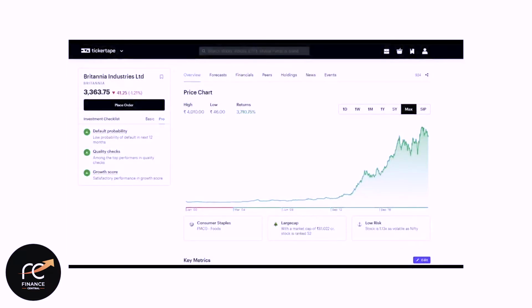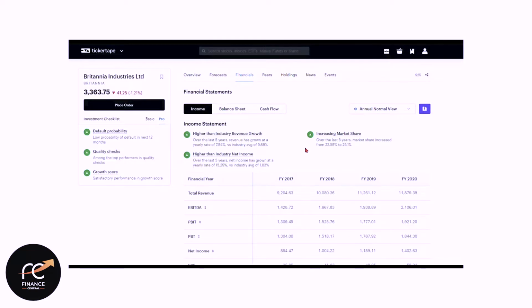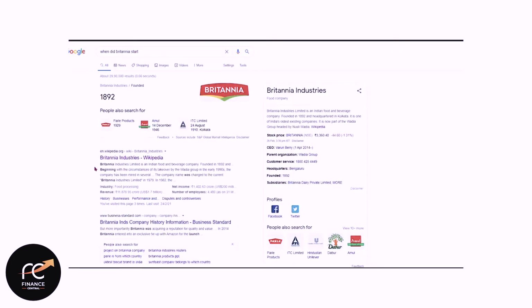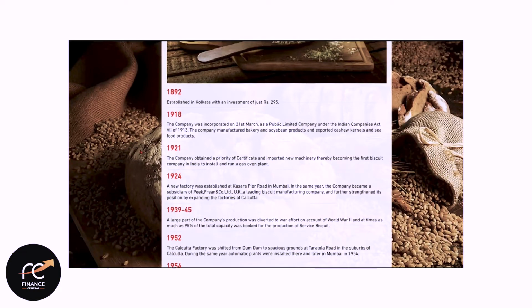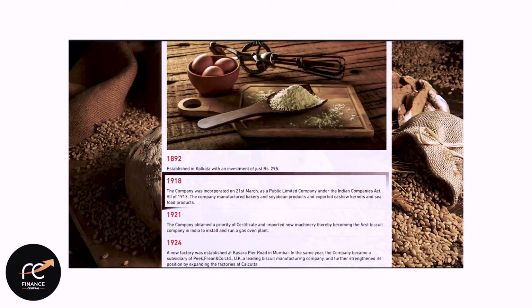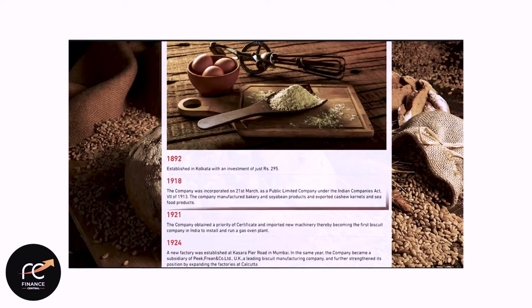Now let us come back to Britannia. We have a long-standing track record in front of us. Let us now analyze this. Before we click the financials, let us first understand the history of Britannia, which we can do by visiting the company website. As you can see, this company started in 1892. And in 1918, which is almost 100 years back, this company became a public limited company. Which means, the IPO of this company came 100 years back.